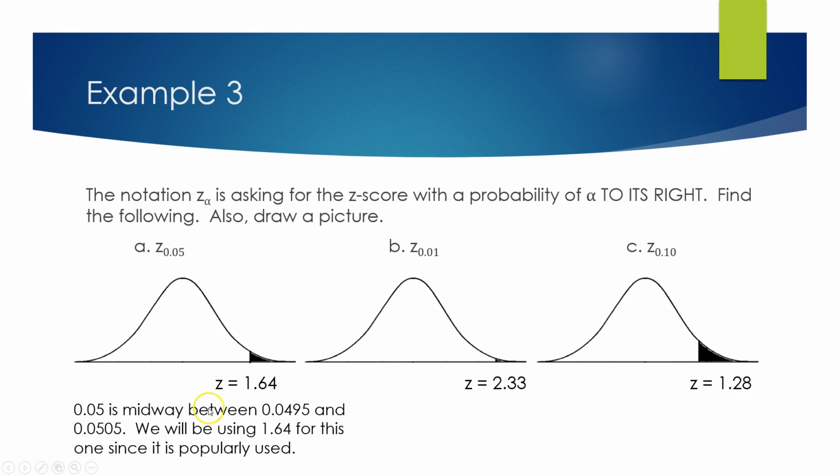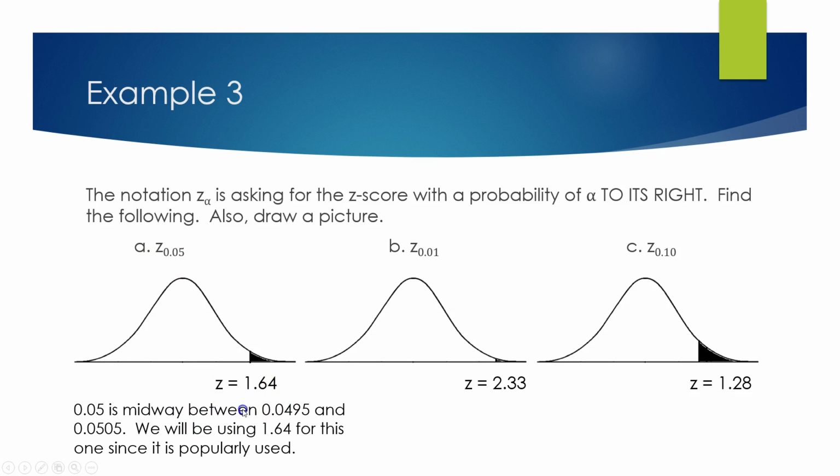There is a consideration we have to make for this one. 0.05 is exactly midway between two numbers in the table. So I would definitely check this one out and make sure that you're getting the same thing that I am. But 0.0495 and 0.0505 are exactly the same distance from 0.05. What we're going to use in this case, I would not mark this incorrect.